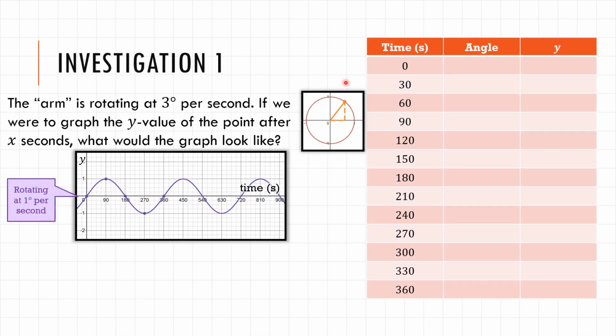Well, what if that arm was rotating at 3 degrees per second instead? That's triple the speed of the last time. If we were to try to find the y value of the point after x seconds, what would that graph look like?